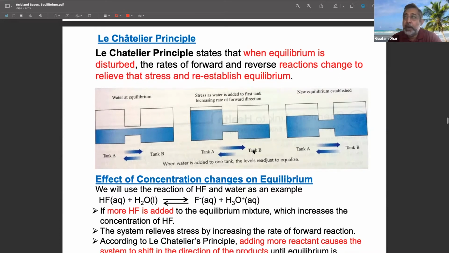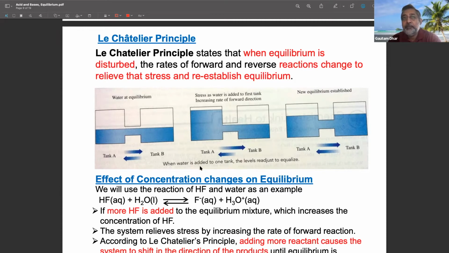Now, if I add product, what happens? If I add water to tank B, water will move into tank A. So the reverse reaction will be favored. If I add reactant, the forward reaction is favored. If I add product, the reverse reaction is favored.